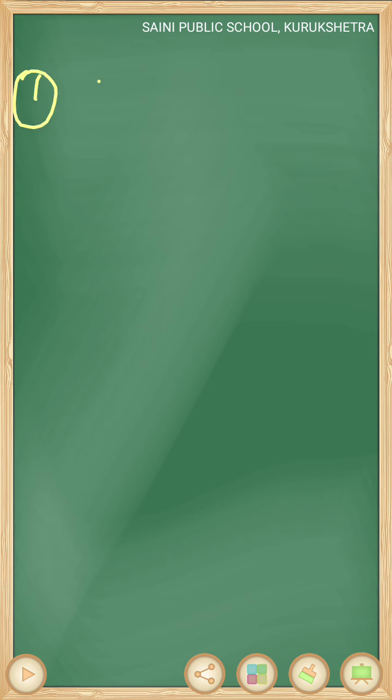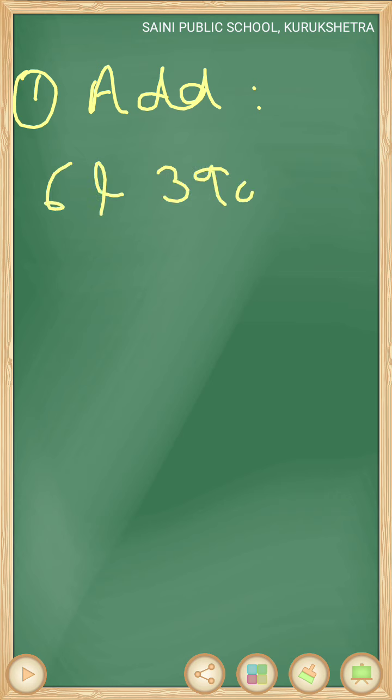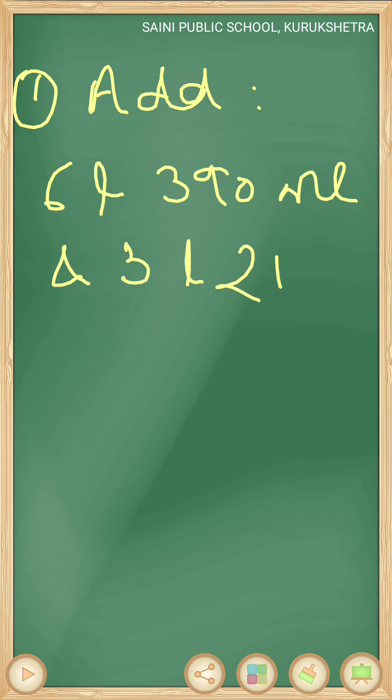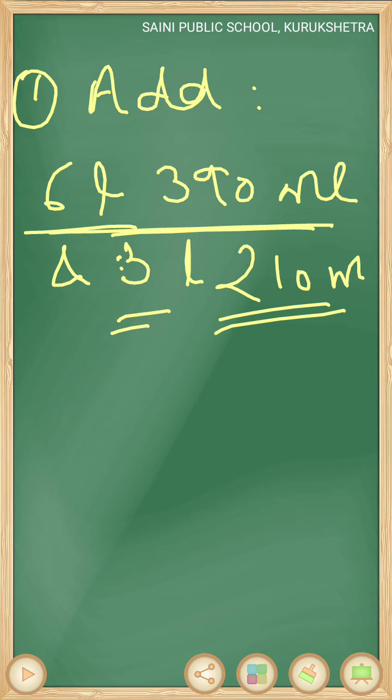Suppose our first question is: add the following: 6 liter 390 milliliter and 3 liter 210 milliliter. These are two numbers given to us and we want to add these two numbers. For adding, we will first write both the units and then write the numbers according to their units, as we have done in measurement of weight.